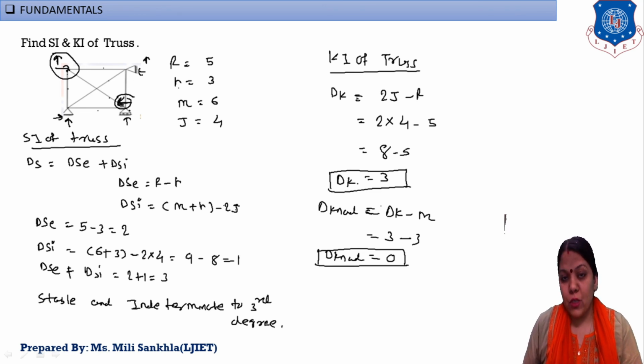Okay, just now we stop here. In the next session we solve another example of truss also, and SI and KI for frames.